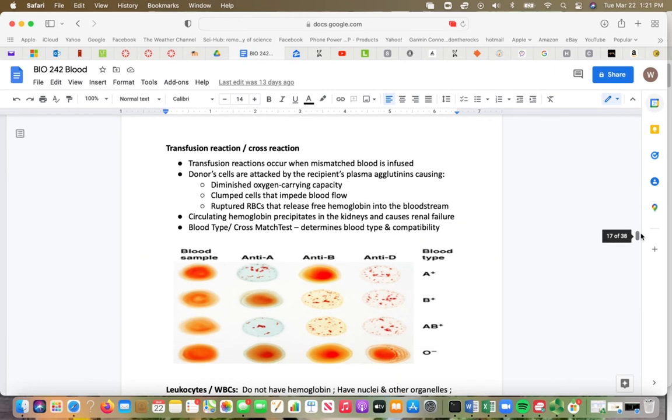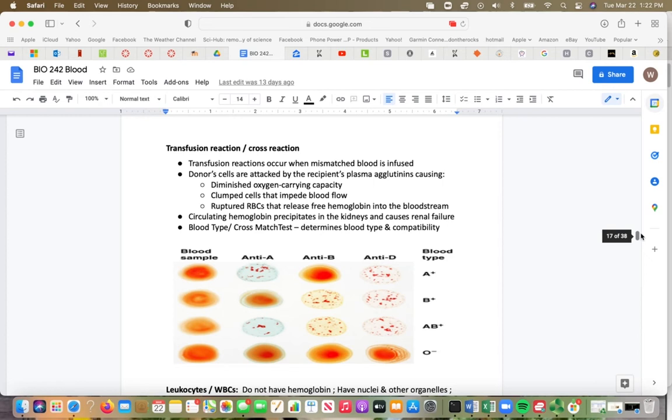So transfusion reactions occur when mismatched blood is infused. There is always some risk with a blood transfusion, but they do test matches before putting the blood in for a person. So the donor cells are attacked when the recipient's plasma agglutinins would attack.